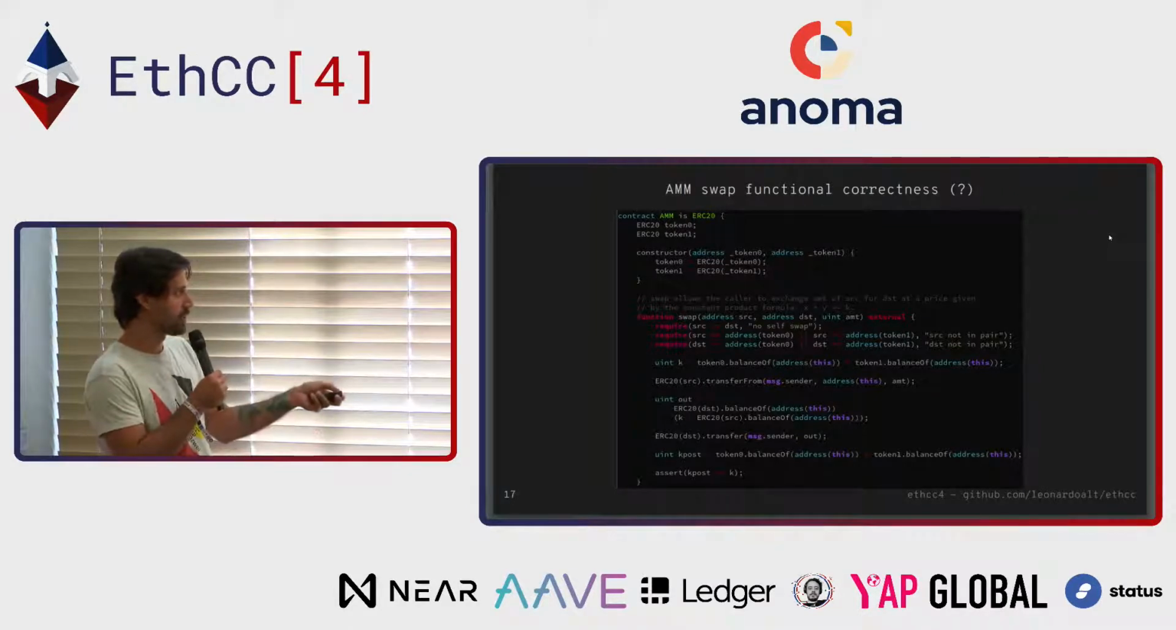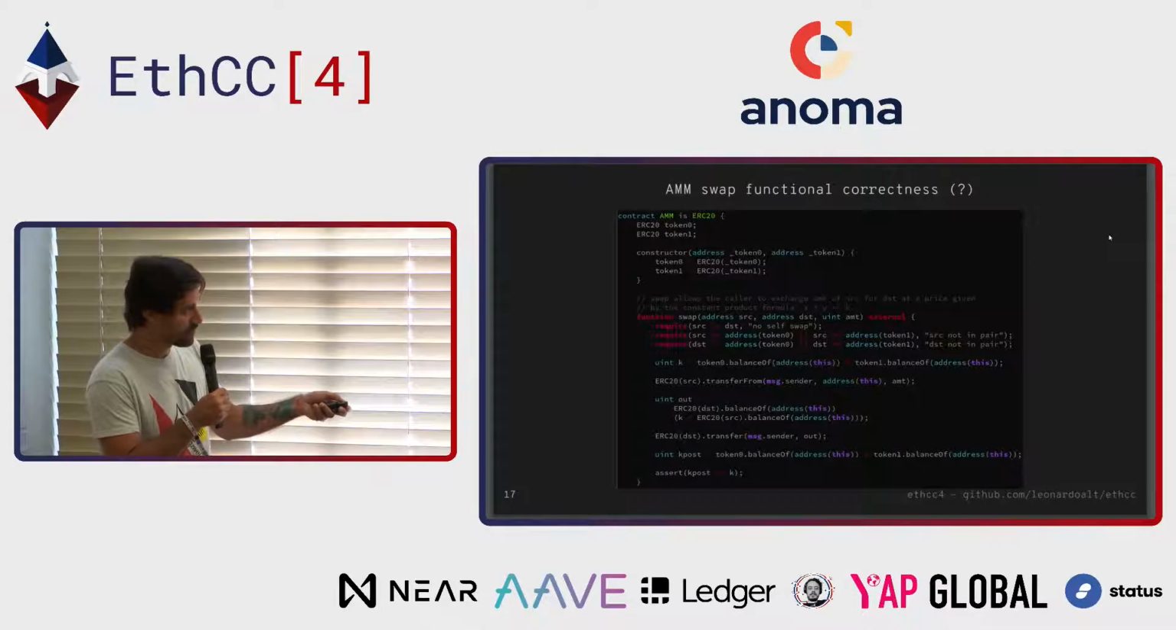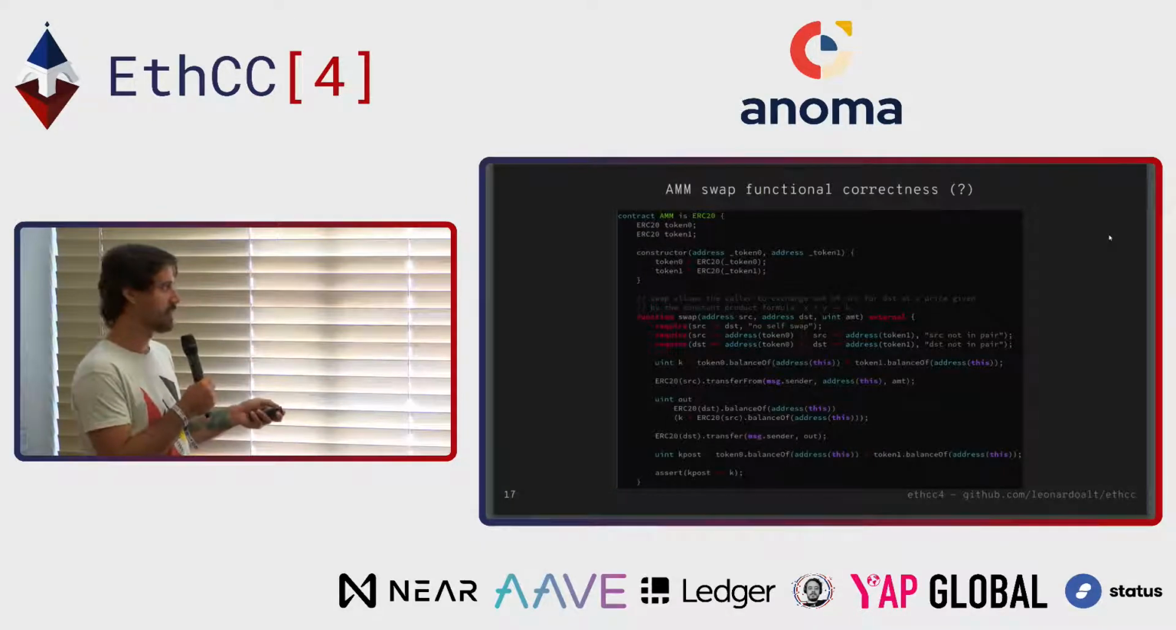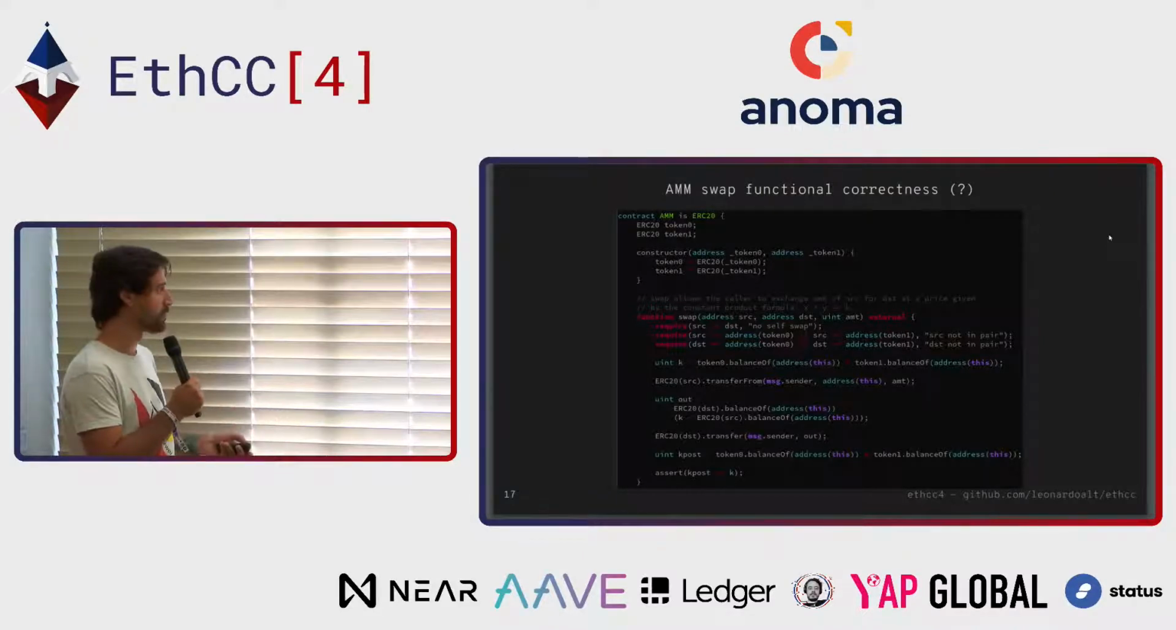Then we just subtract this. There's a minus here. We just subtracted from the previous amount of tokens the contract had in the destination token, and this difference should be the amount we give then to the user.